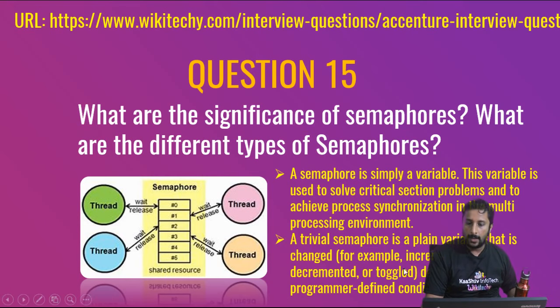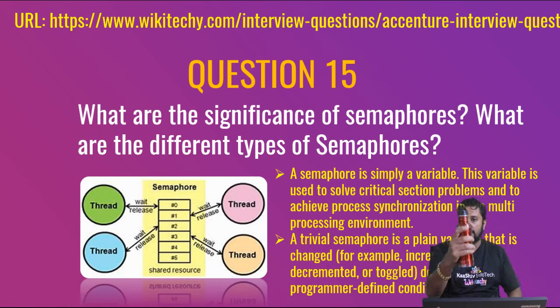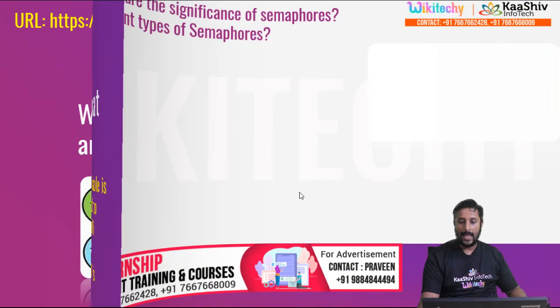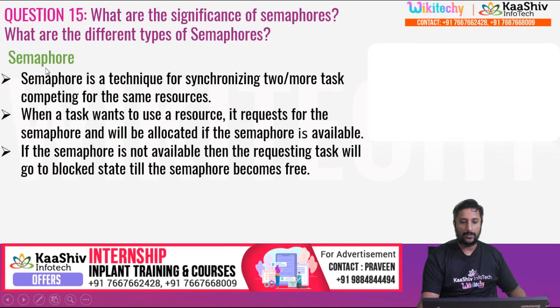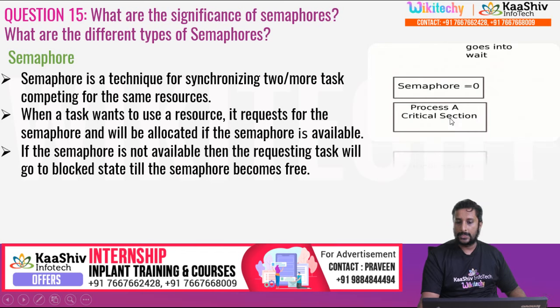So a semaphore is a simple variable. It solves the critical section problem and achieves process synchronization in a multiprocessing environment. If there is a criticality like this, water wanted in both the right hand and the left hand, both are fighting, a semaphore is a variable taking care of solving this kind of problem. That's called a semaphore. The semaphore has two different types of methods. For a process with one critical section, semaphore equals 1. This is how the variable takes care of acting on the critical section.